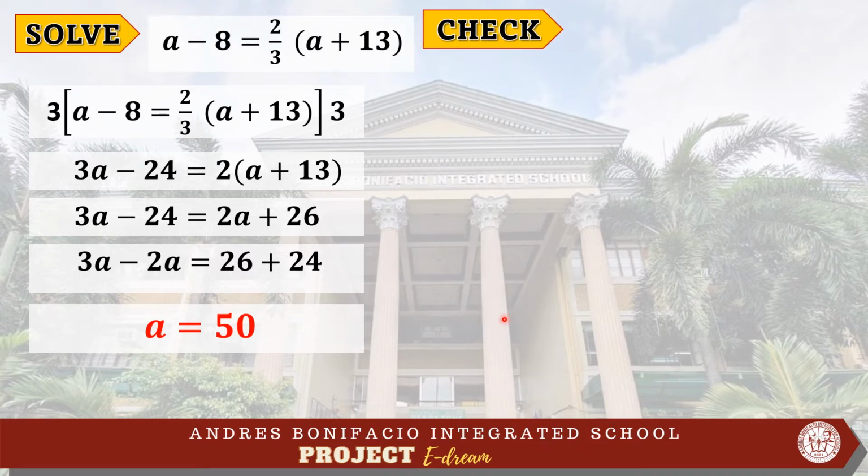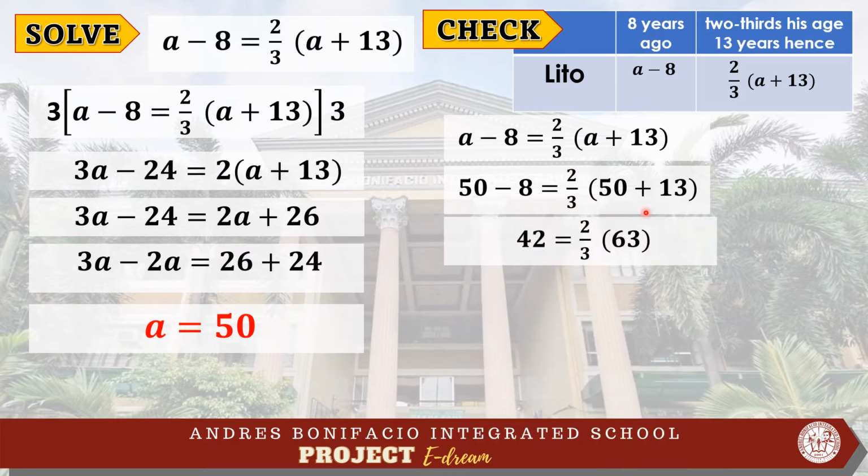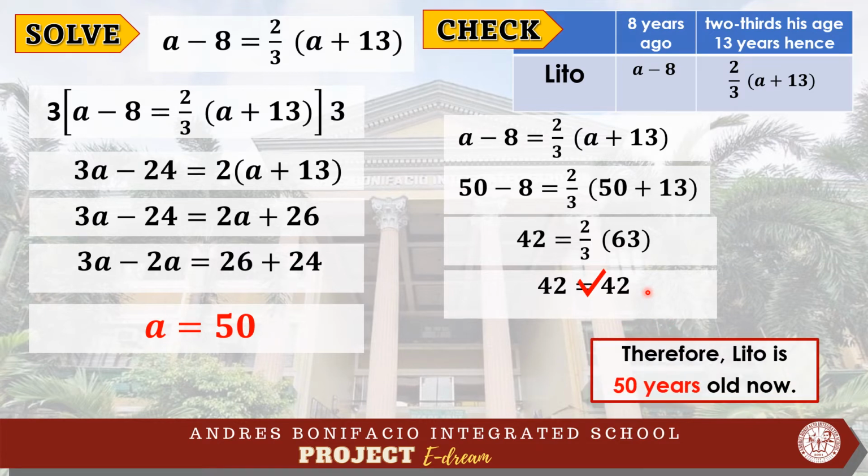So the fourth step is to check it by substituting 50 for the value of A in the given equation. So it becomes 50 minus 8 is equal to two-thirds times the quantity 50 plus 13. 50 minus 8 is 42. Equal to two-thirds times 50 plus 13, which is 63. So 42, 2 times 63 is 126, divided by 3 is 42. So our answer is equal. So we can say now that Lito is 50 years old now, and our answer is correct.